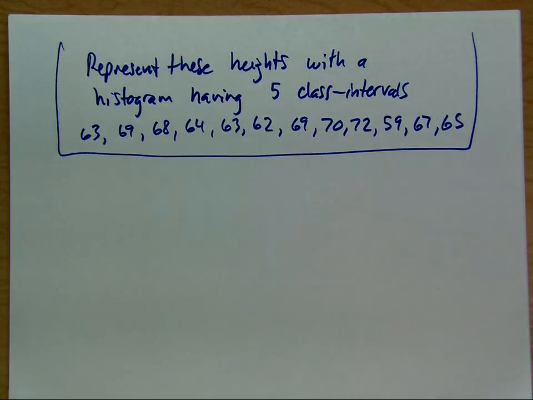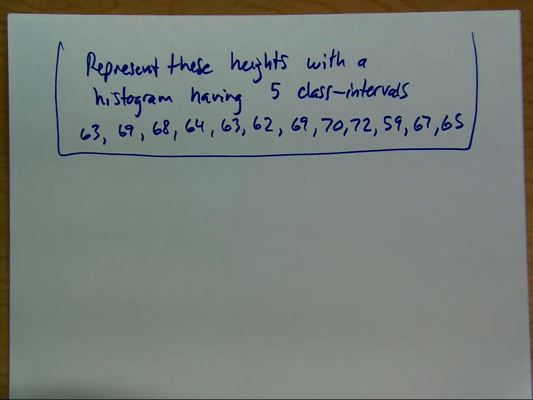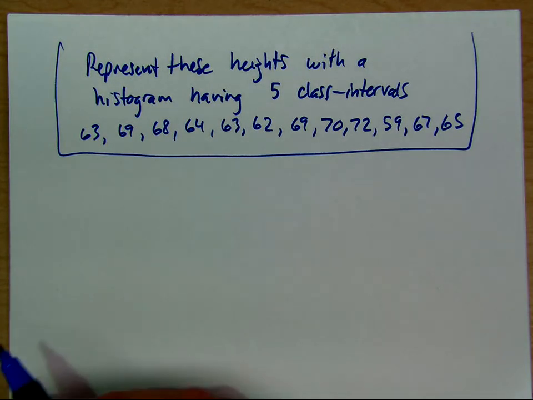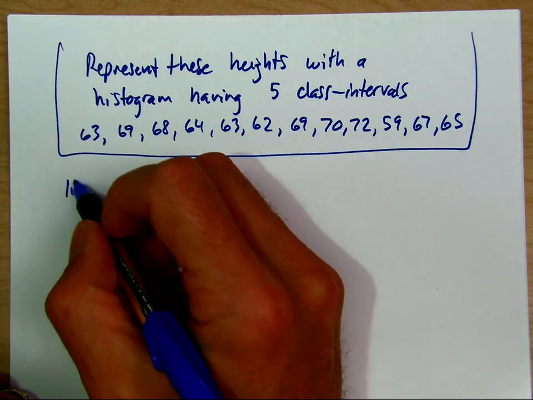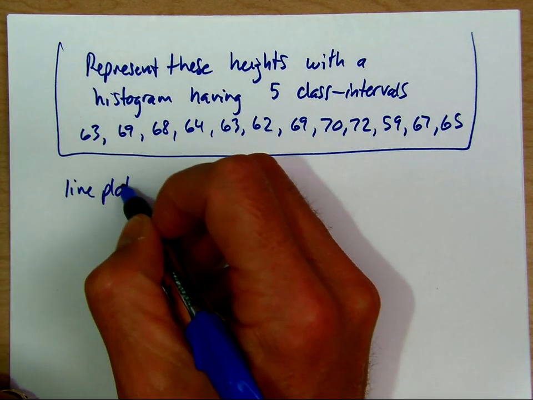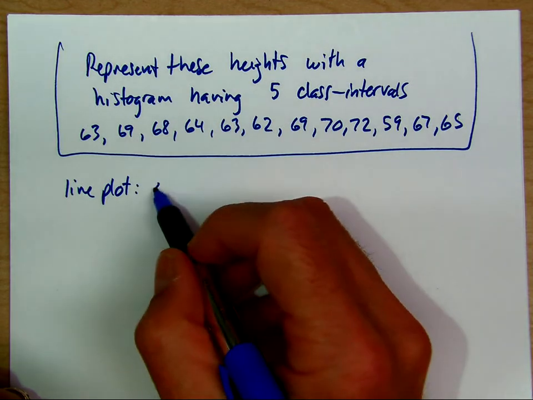Okay, so now let's graph the data using a histogram. We can also put it in order with a line plot or a stem and leaf plot, stem plot. So let's look at a line plot. We don't have to do this every time we do a histogram. We'll just throw it in here.